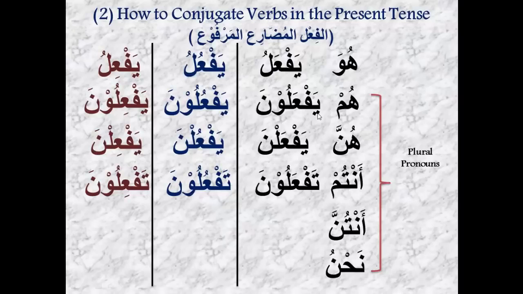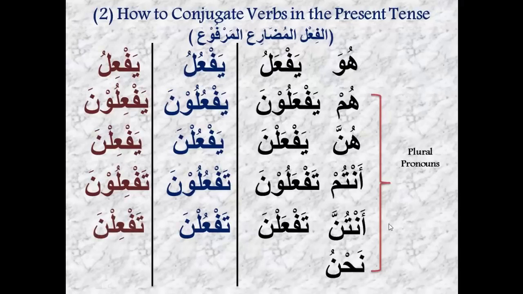Next we have antunna, antunna taf'alna, antunna taf'ulna, and antunna taf'ilna. Notice how this is very similar to hunna, so the feminine plural forms are very similar, yaf'alna and taf'alna. We're switching out the ya for the ta. And lastly, for nahnu, which means we, nahnu naf'alu, nahnu naf'ulu, and nahnu naf'ilu.